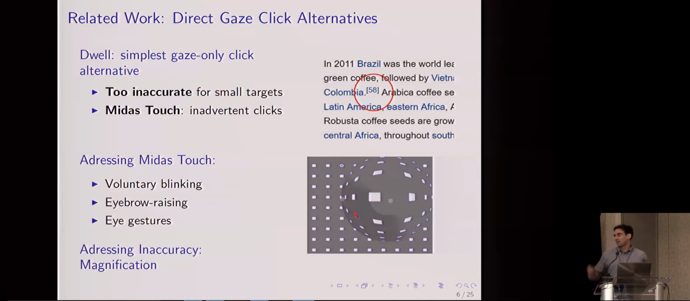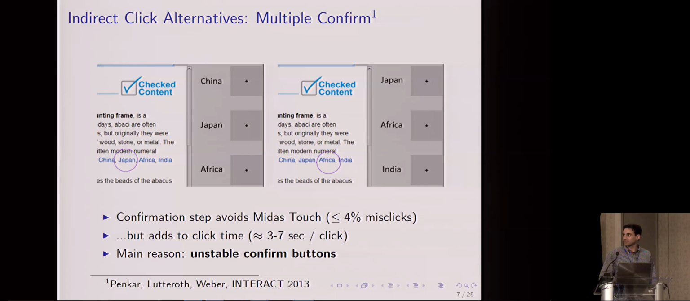And typically, you look at the target, and after a dwell, the target gets bigger, zoomed in or fisheye lens, as you can see here. And when the target is big enough, then you can click it reliably directly using your eyes. Now, there's another category of related works, indirect click alternatives, which means that you don't actually look directly at the target when you're clicking it.